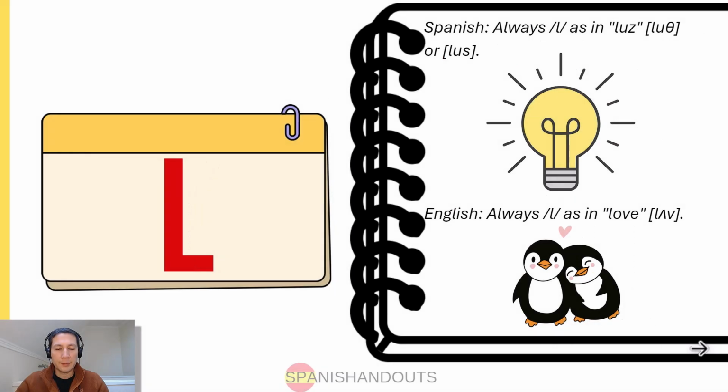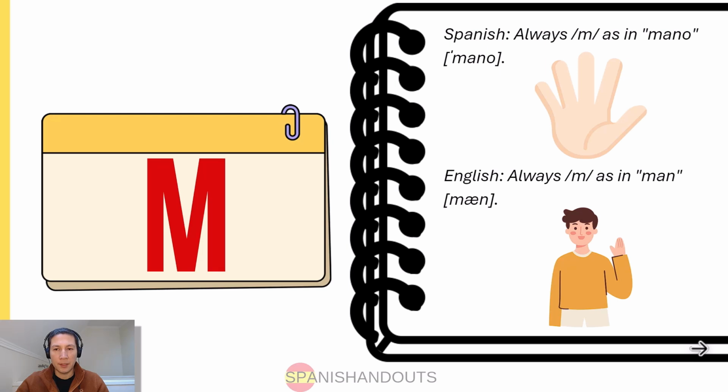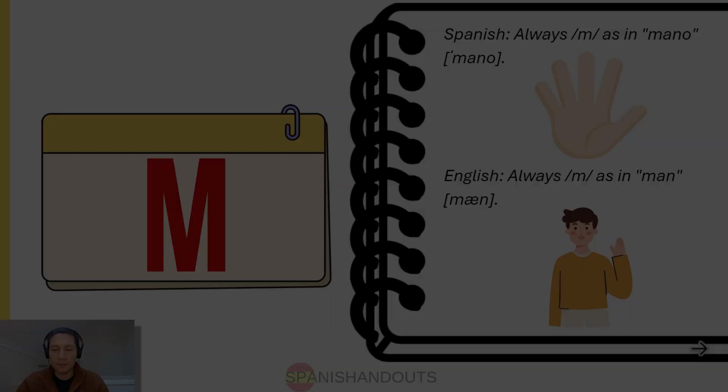Then we have the letter L. In Spanish, it's always L, as in luz. In English, it is always L, as in love. Next, we have the letter M, and in Spanish, it is always M, as in mano. In English, it is always the sound M, as in man.